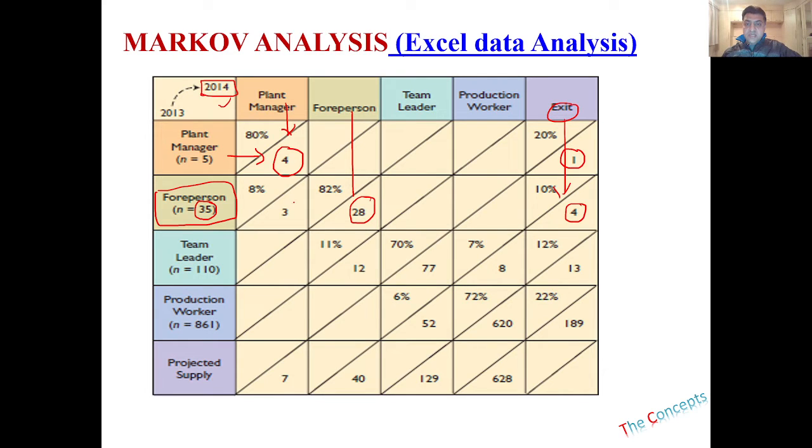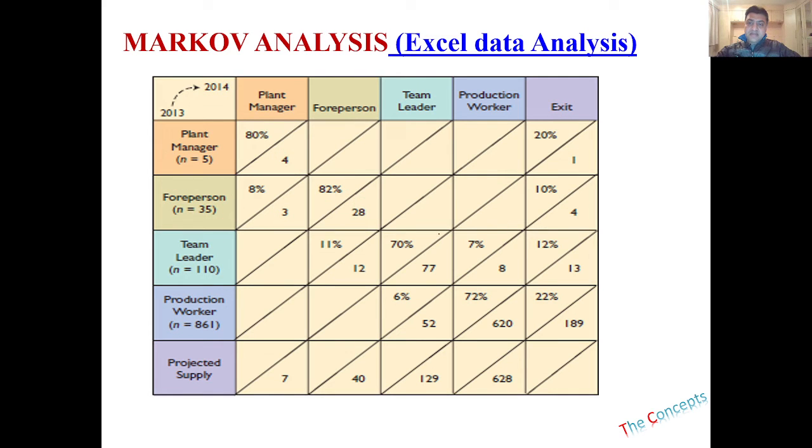And these 3 will be promoted, or are supposed to be promoted, to the plant manager level. So if you see, 28 will remain foreperson, 3 will be promoted to the next level, and 4 will be exiting or leaving your organization in one way or the other.